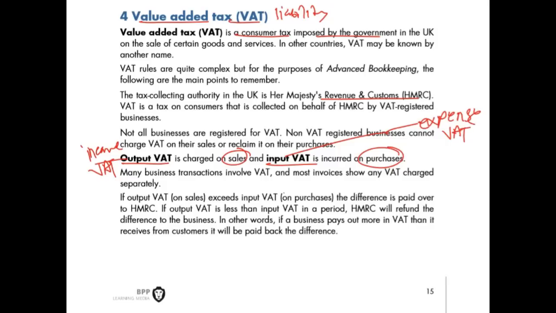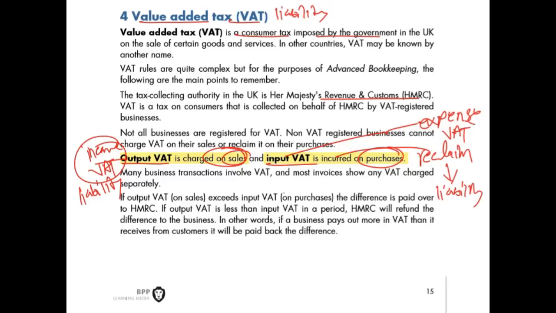So if you're selling and collecting VAT, you are liable to give that VAT to HMRC, isn't it? That's a liability. Income VAT is a liability. And when you purchase, spend money, and you give VAT, there's input VAT. That's the VAT you can reclaim from HMRC. So that decreases your liability.